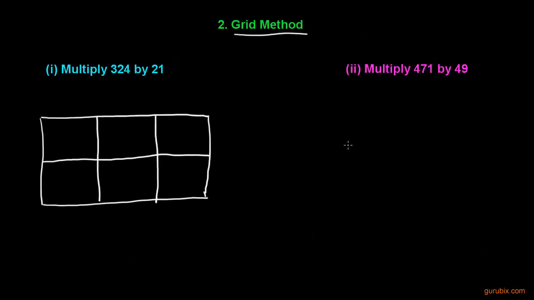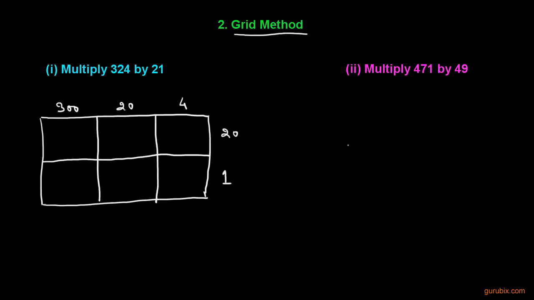Let us move to the second method, and that is grid method, and we shall learn this method by two examples. In example 1, we have to multiply 324 by 21. Therefore we shall write this 324 in expanded form. So the expanded form of 324 is 300 plus 20 plus 4. And we shall also write this 21 in its expanded form, and that is 20 plus 1.